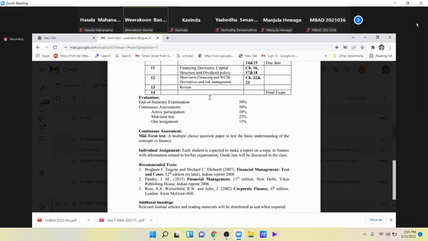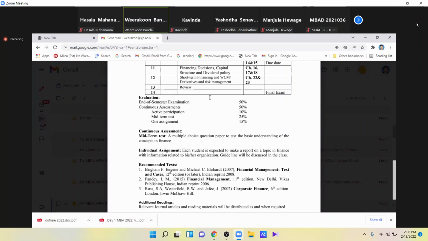Then recommended text: Brigham, Eugene and Michael Ehrhardt, Financial Management: Text and Cases, 12th edition or later. There are similar textbooks by the same authors, Theory and Practice, but some topics are different in the text. That one is based more on theory. So here, Text and Cases, includes some case studies also.